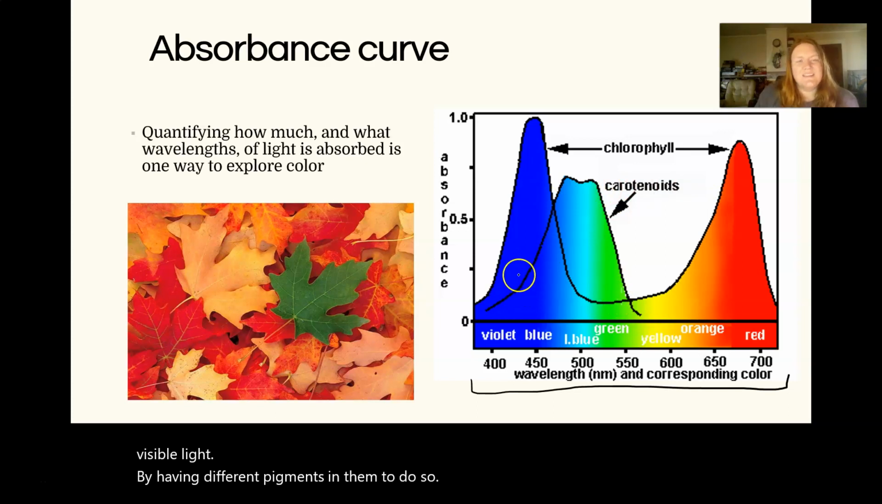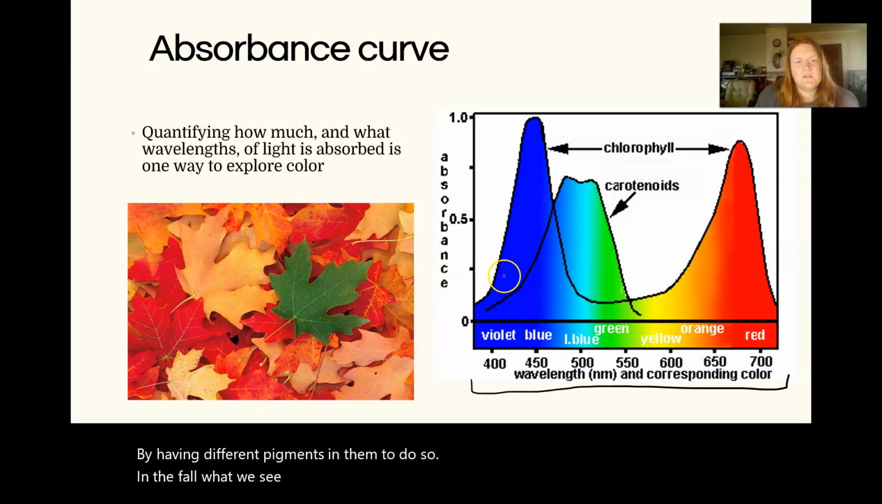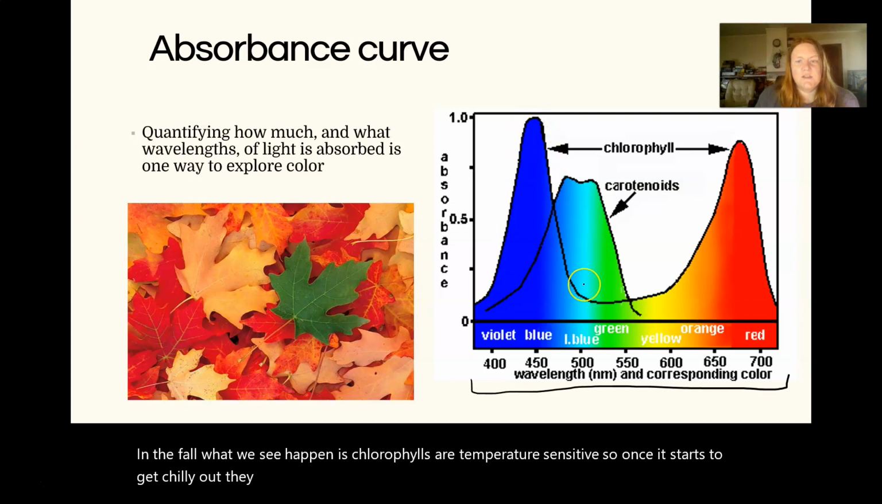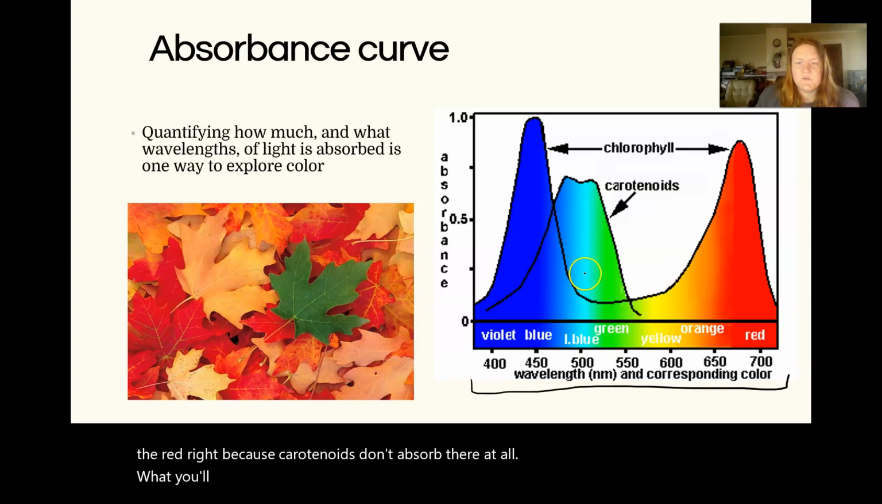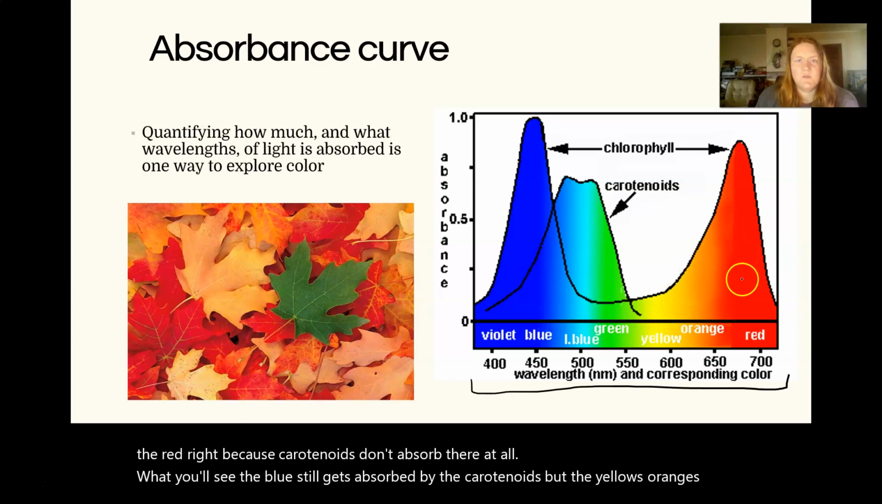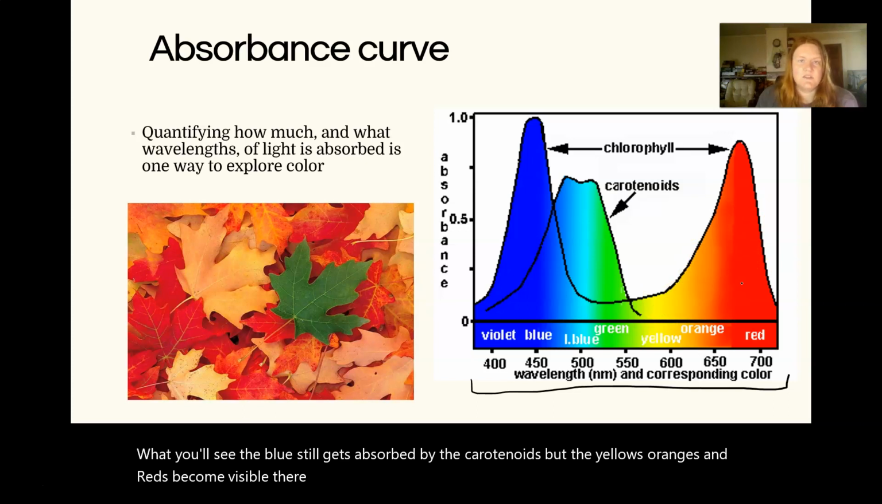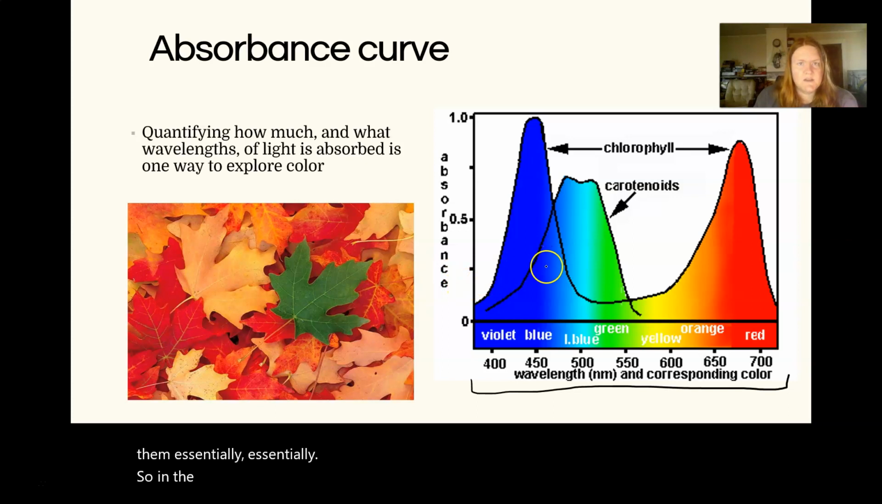In the fall, what we see happen is chlorophylls are temperature sensitive. So once it starts to get chilly out, they die. And when it stops absorbing in the blue and the red region, primarily in the red, right? Because carotenoids don't absorb there at all. What you'll see, the blue still gets absorbed by the carotenoids, but the yellows, oranges, and reds become visible. They're there all the time, and we just don't see them. The chlorophyll covers them, essentially. So in the fall, when the chlorophylls die because it's cold, we're going to see just the color of the carotenoids coming through.